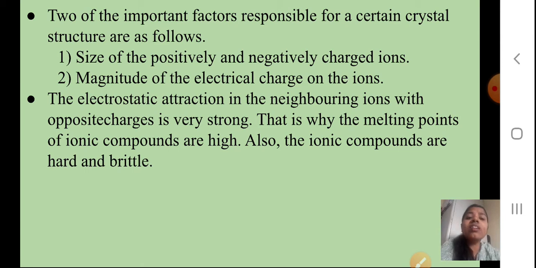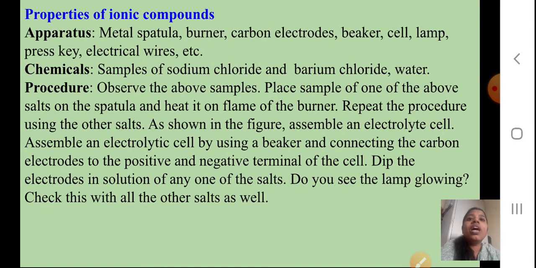The electrostatic attraction between neighbouring ions with opposite charges is very strong. That is why the melting points of ionic compounds are high. All ionic compounds have very high melting points. Also, ionic compounds are hard and brittle. Do remember this.